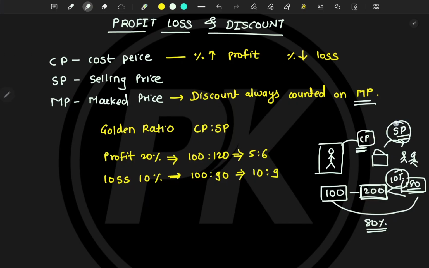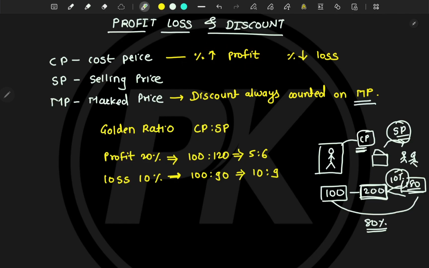Now, what is the selling price? The price at which you have sold that particular thing, right? So here now in this example, what is your selling price? Your selling price was 180 rupees. Now tell me, your cost price was 100 rupees and your selling price was 180 rupees. That means the increase in the cost price is nothing but your profit, right? The percentage increase in your cost price is nothing but your profit.